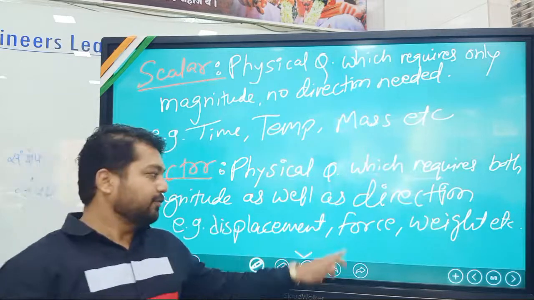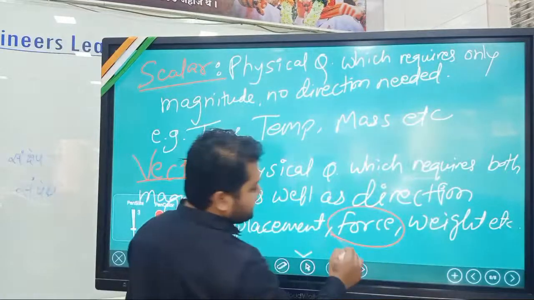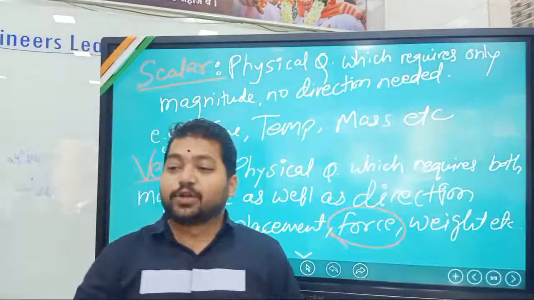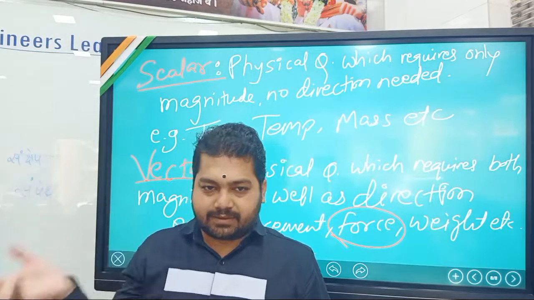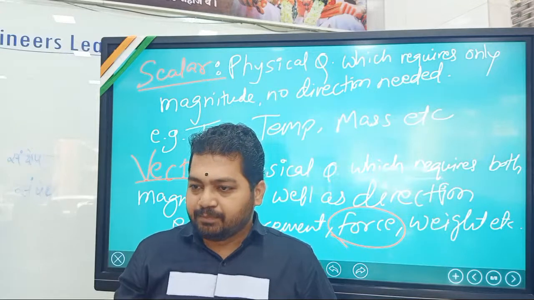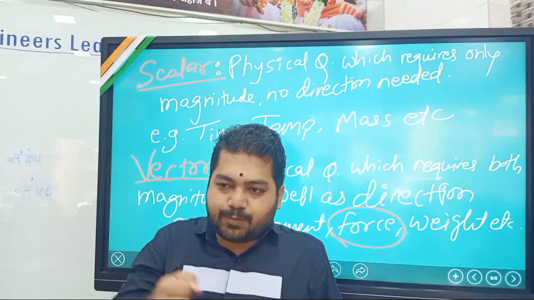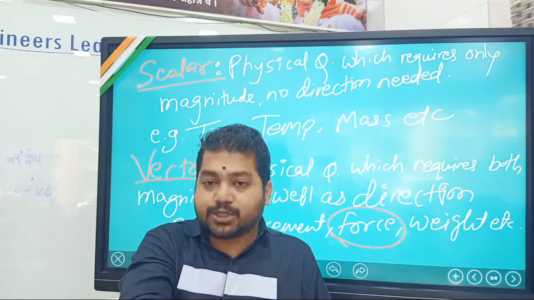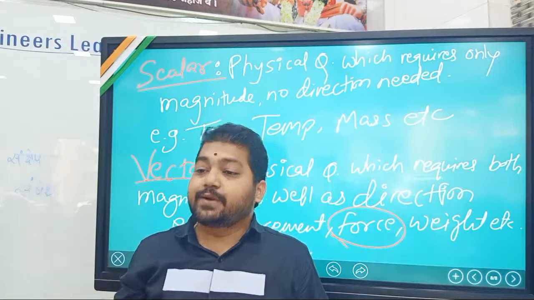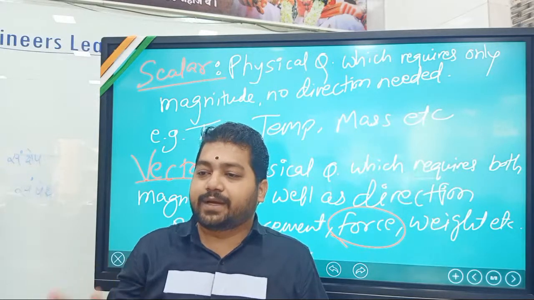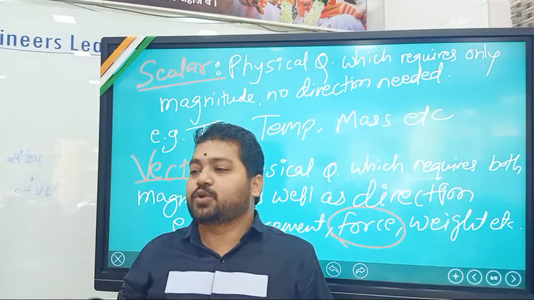Fine. But for force, if someone asks you what is the force, then you must say the force is 10 Newton downward. Whatever may be the condition, I am just giving one example. If someone is pulling or pushing, then there must be angle as well as direction. So where the quantities are having magnitude along with direction is called vector quantity, and where the quantity does not require any direction, only magnitude, is called scalar.